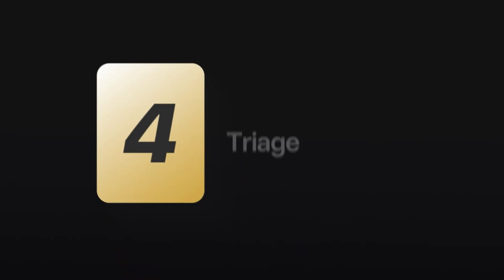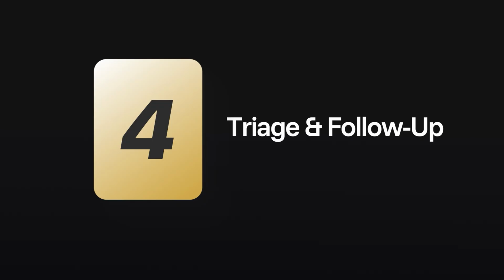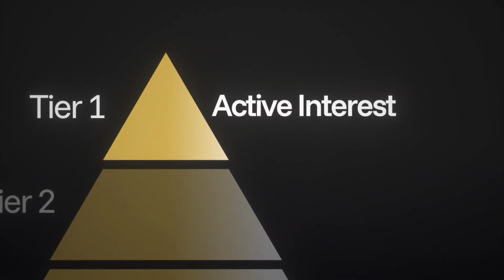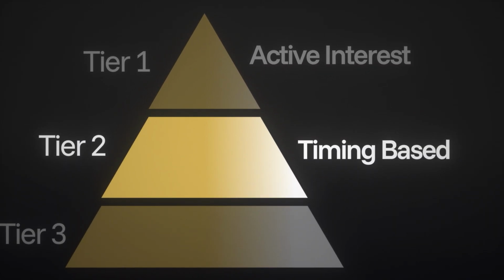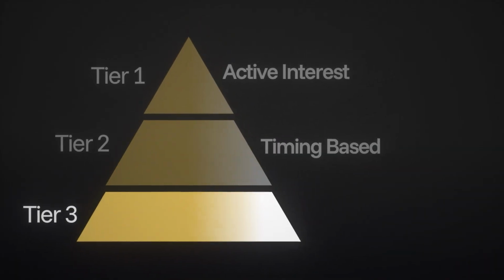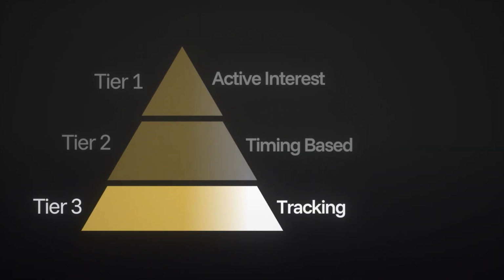So phase 4 is triage and follow-up. So important. Once the replies start coming in, triaging is everything. Tier 1, active interest, they want a call. So what are you going to do? Set that damn call immediately. Don't procrastinate. That is your goal. Keys to the kingdom. Tier 2 is interested but timing based. These are your long cycle climate investors. Nurture them monthly, but don't forget about them. Tier 3 is tracking, right? So add them to quarterly updates so they see manufacturing progress and pilot data at the very least.